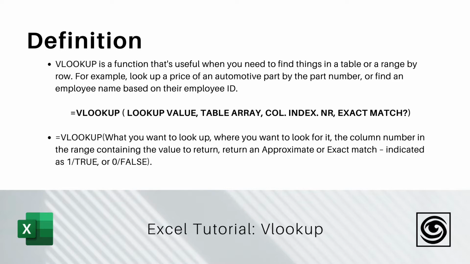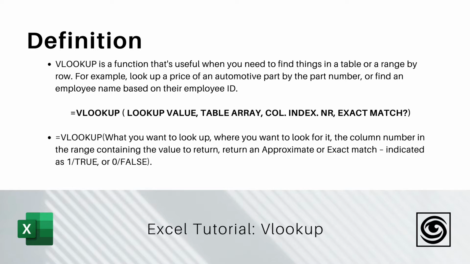The formula is as follows: equals Vlookup, bracket open, lookup value, comma, table array, comma, column index number, comma, exact match, close bracket. Don't worry, we will start with a further explanation of this formula. Equals Vlookup, bracket open, lookup value stands for the value we want to look up. Table array is where you want to look for it. Column index number stands for the column number in the range containing the value to return.